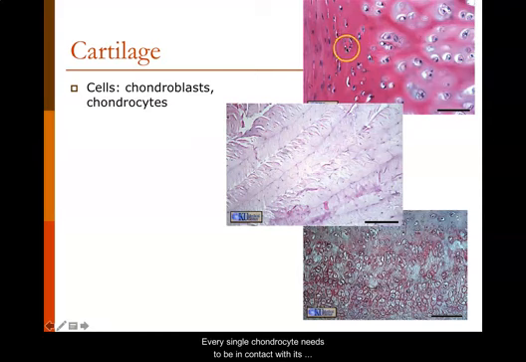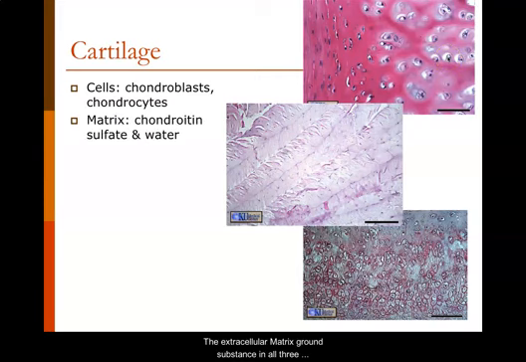Every single chondrocyte needs to be in contact with its plasma membrane with some sort of a watery environment to facilitate the appropriate diffusion of materials into and out of the cell. The firm gel ground substance would not support that kind of diffusion. So chondrocytes live in lacuna so that they can experience that kind of diffusion into and out of the cells. The extracellular matrix ground substance in all three types of cartilage is chondroitin sulfate mixed with water. That's going to give it this firm gel-like consistency.